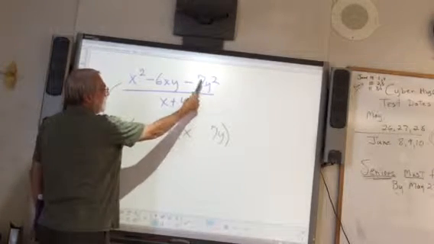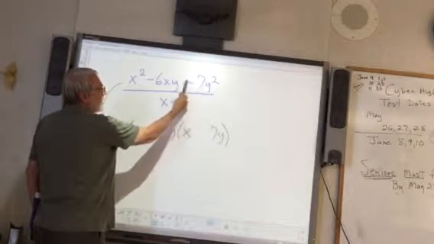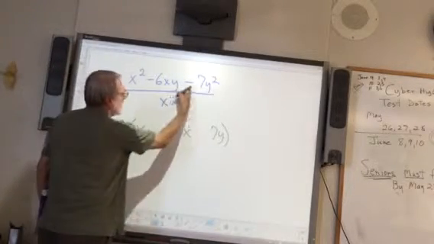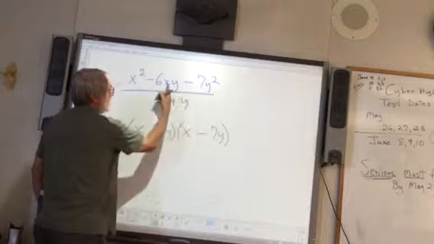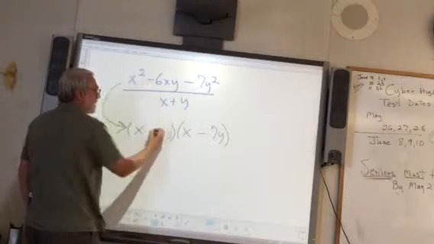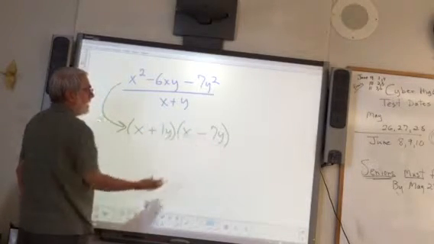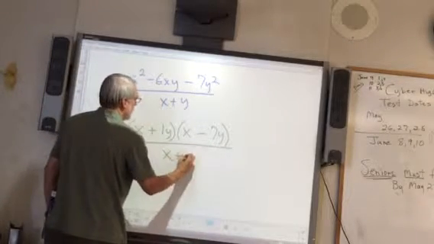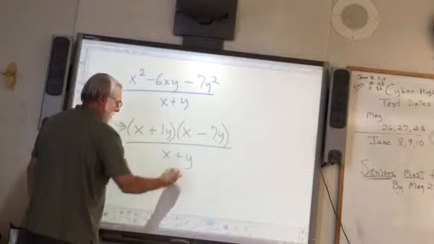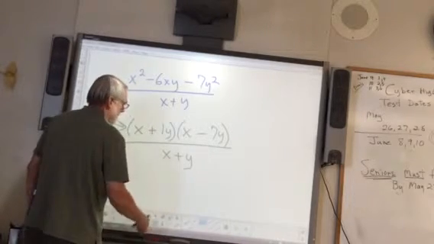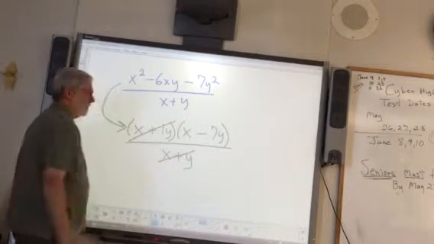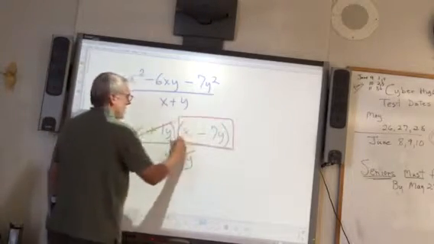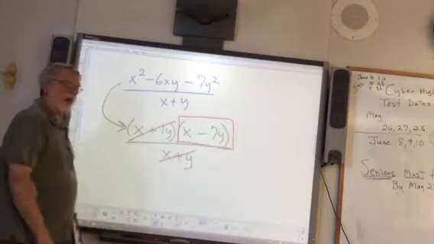But we're looking for factors of 7 that have a difference of 6. Well, that's 7 and 1. That's a difference of 6. So let's give this a negative 7 because that's a negative and that's negative, so this would be a plus. So now we factored it. Now we'll just put it over the x plus y. And look at that. Son of a gun, we actually have a 1. So that leaves us with this as the solution to this problem.